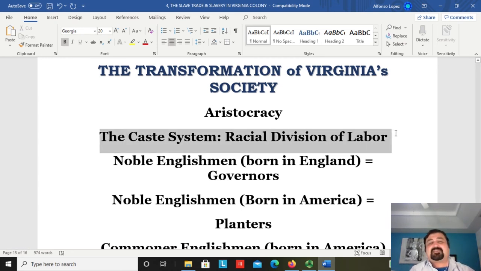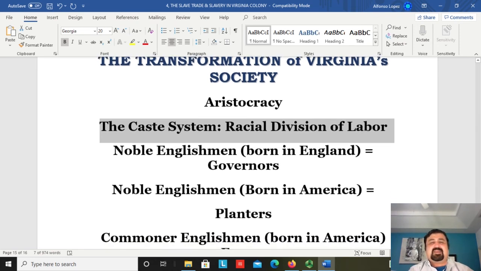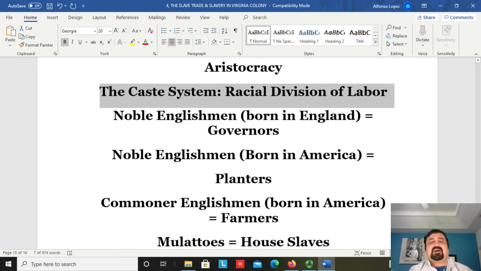A system of castes is when you have different groups in society totally divided, performing different functions, and now they're going to be divided by race. It's a racial division of labor, that is to say. At the very top of the society, the first caste, the first grouping, is going to be, of course, in Virginia, the noble Englishmen.